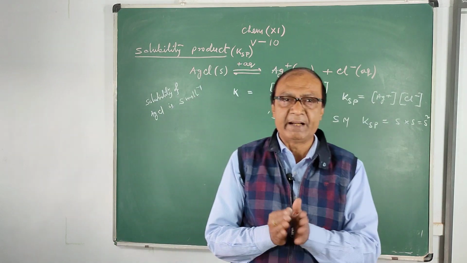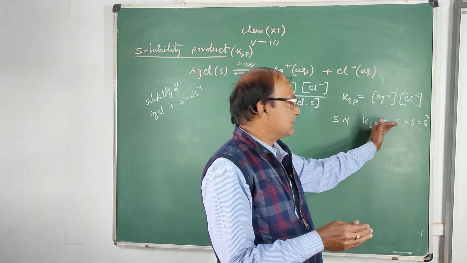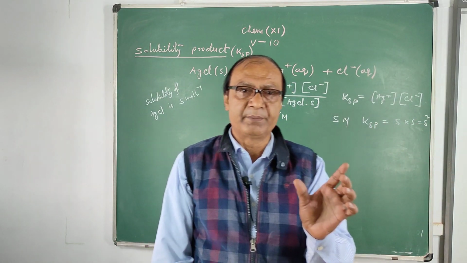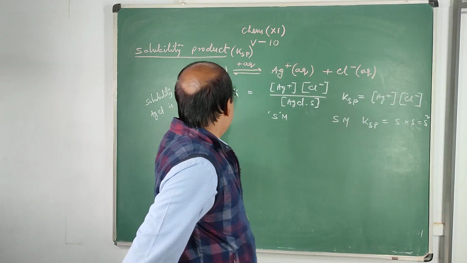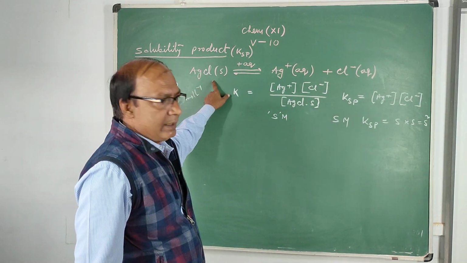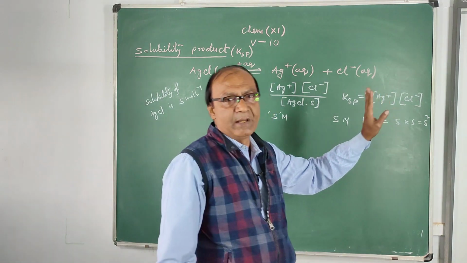Now, the relation between the solubility product and the solubility of a given salt is a very important relation, and it varies from one type of salt to another. Say, for a salt of type AB, the relation of Ksp and S will be Ksp equal to S squared.